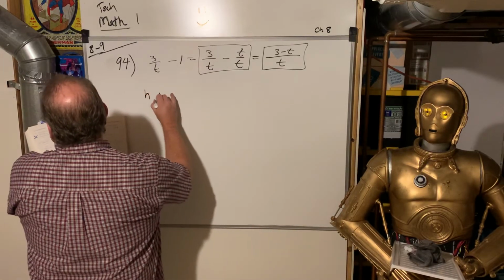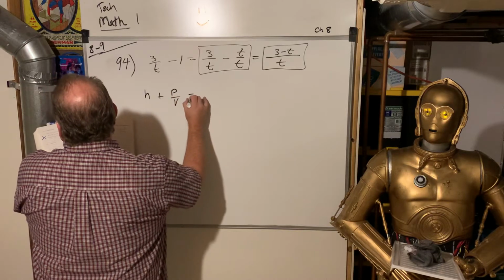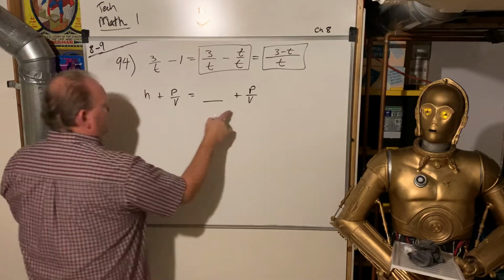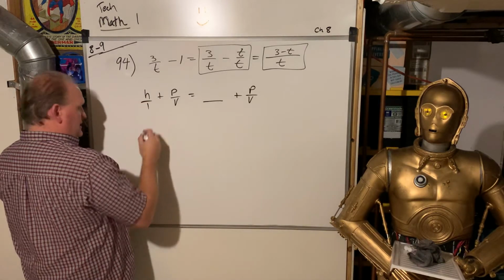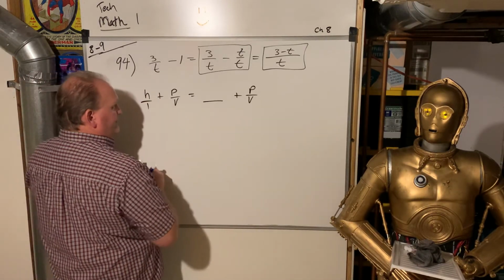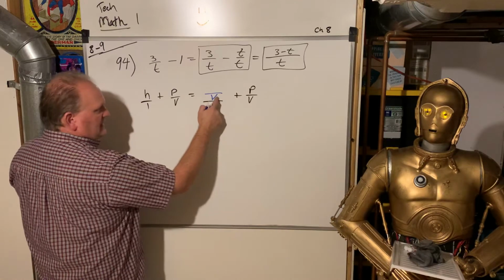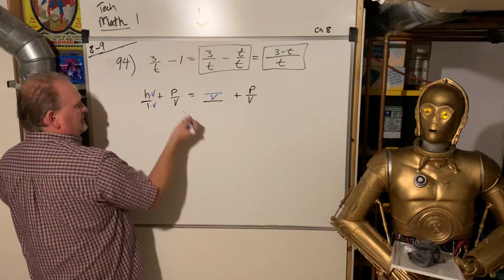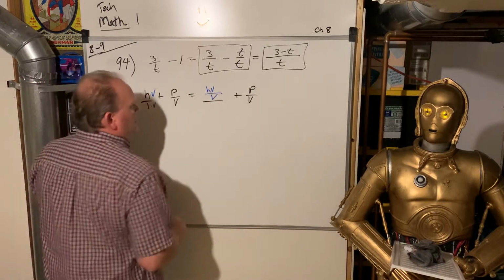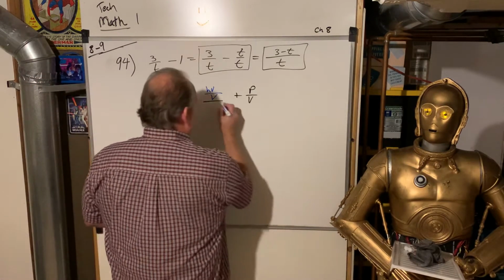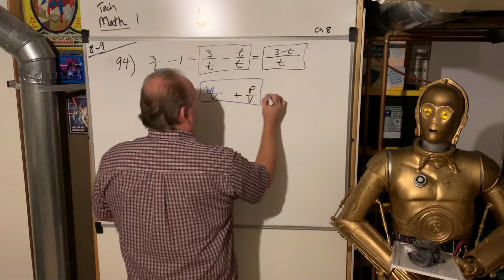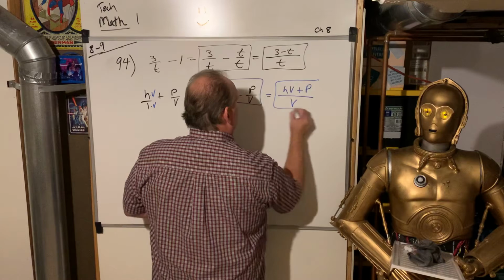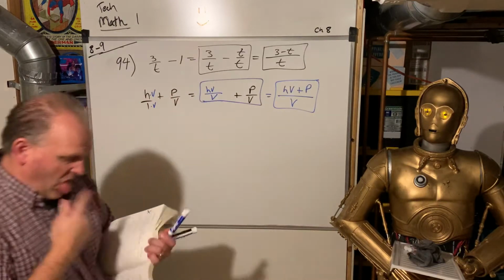Next one, h plus pv is equal to something plus pv. Well, that something then is, I need a v on the bottom. And so if I need that to match that denominator, I multiply the top and bottom by the same thing. And so that's it. This is my answer, or this is my answer. Alrighty.